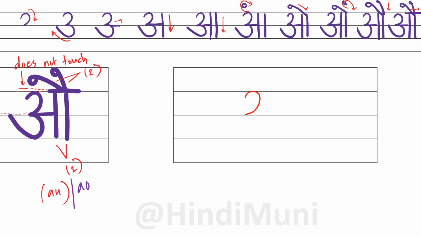Very similar to O. So this part is the same. Then you make a horizontal line, vertical line, another vertical line. Now, in O we had a single matra, like you can see, but in Au we have two. So you make a circle, connect it, then another circle, then connect it.